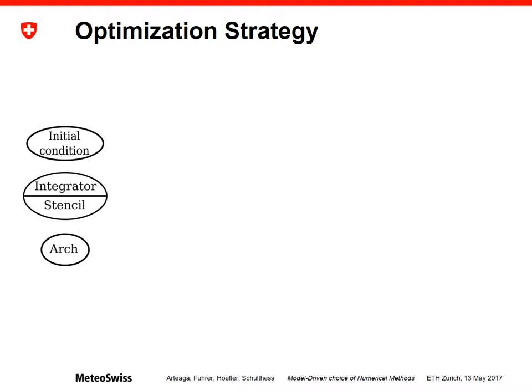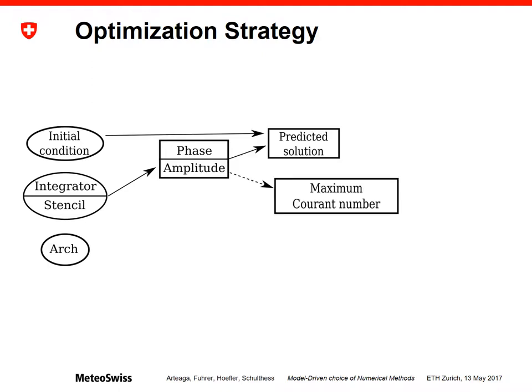The error modeling and the performance modeling we have shown before will allow us to follow an optimization strategy to configure our solver at best and to then choose the best solver at disposal. Our optimization strategy starts with an integrator and a stencil representing a solver, some initial conditions to the problem, and the architecture data where the numerical solver will be run on. We use the solver description to compute the phase and the amplitude of our solver. We will then use the phase, amplitude, and the initial conditions to predict the numerical solution. We will also use the amplitude to compute the maximum Courant number available to the solver without running into instability problems.